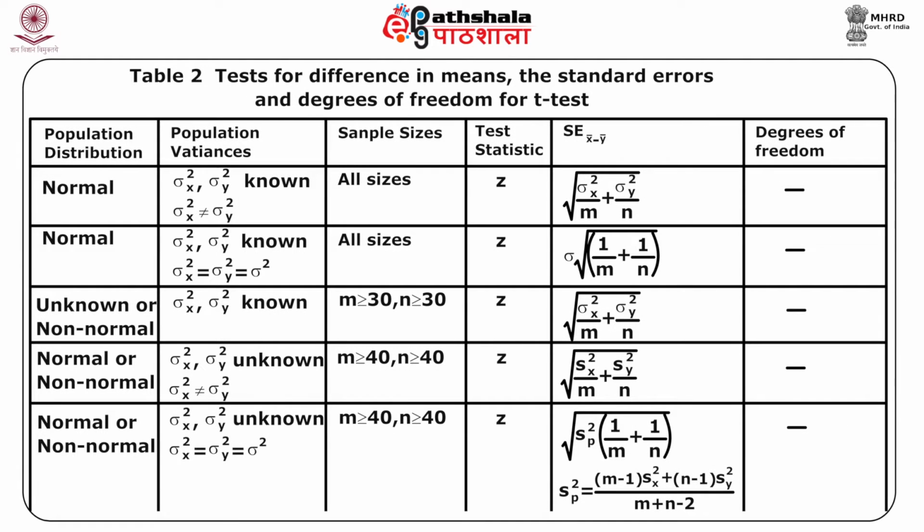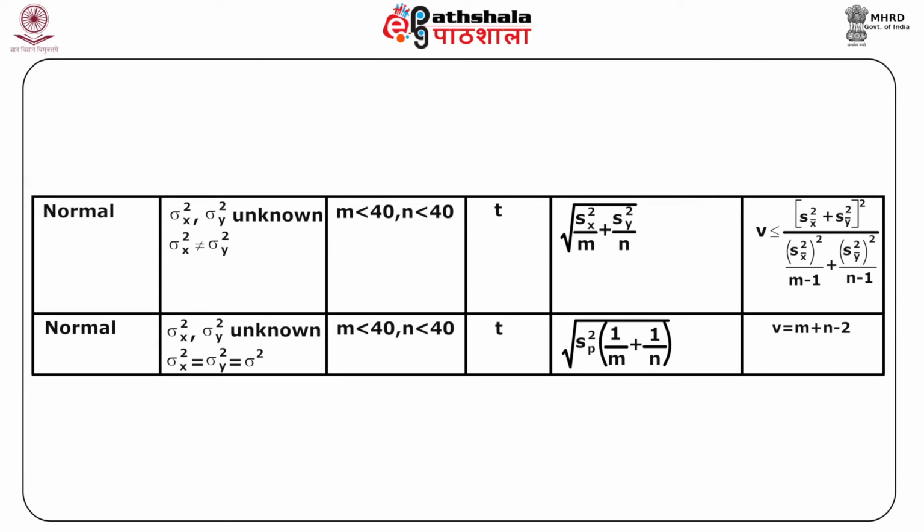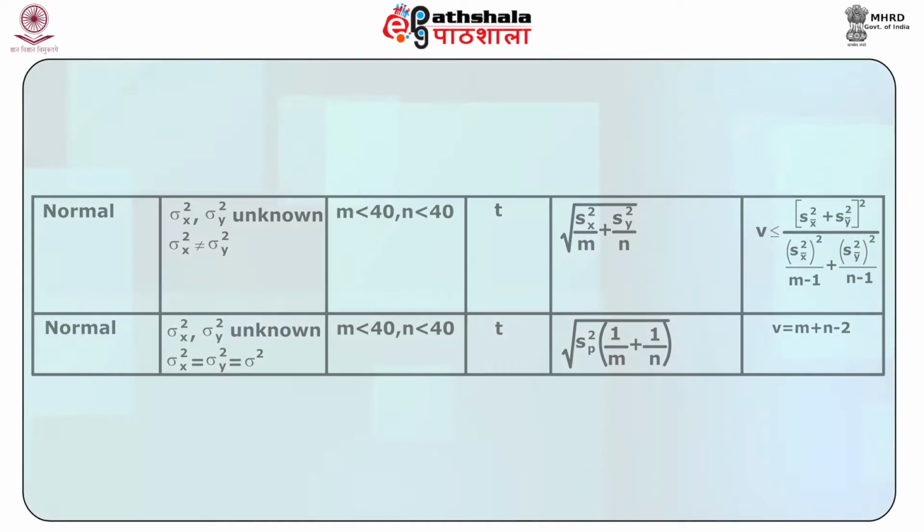The standard errors SE x bar minus y bar for each type of test are given in table 2, as well as degrees of freedom for the t-test. So you can have a close look at table 2 and see how we have these for population variances. Now, this table 2 is for test for difference in means, the standard error SE x bar minus y bar and degrees of freedom for the t-test.